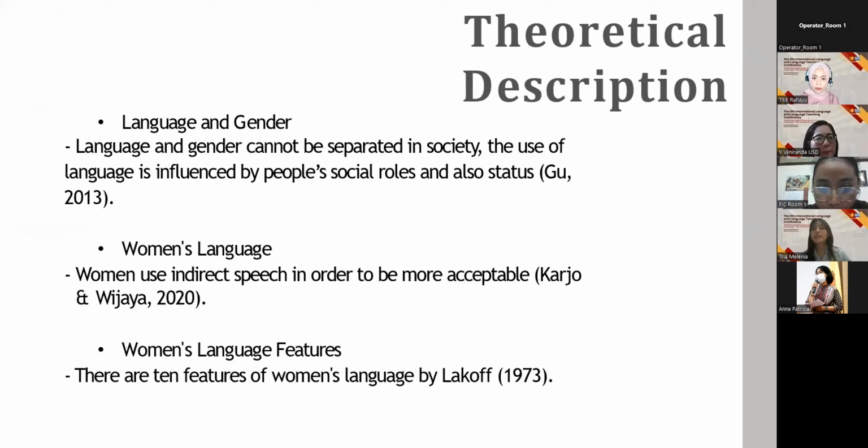Okay, and the next one is theoretical description. So in this part, I have 3 parts. The first one is language and gender. I also use Gu 2013 as a theory to prove my study. She stated that language and gender cannot be separated in society.